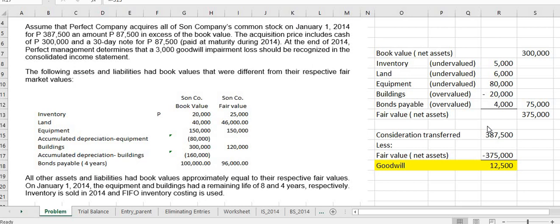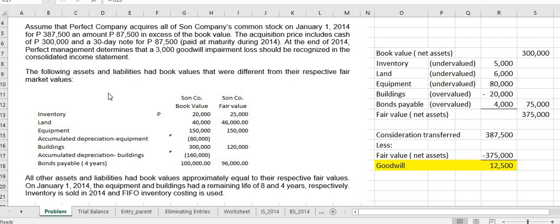So assume that Perfect Company acquires all of Sun Company's common stock on January 1, 2014, for 387,500, an amount 87,500 in excess of the book value. The acquisition price includes cash of 300,000 and a 30-day note for 87,500, which was paid at maturity. At the end of 2014, Perfect Management determines that a 3,000 goodwill impairment loss should be recognized in the consolidated income statement.